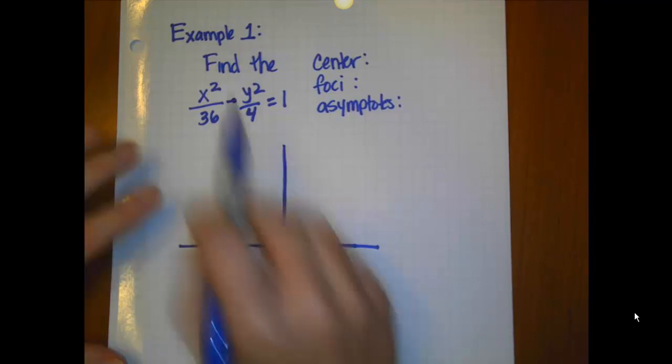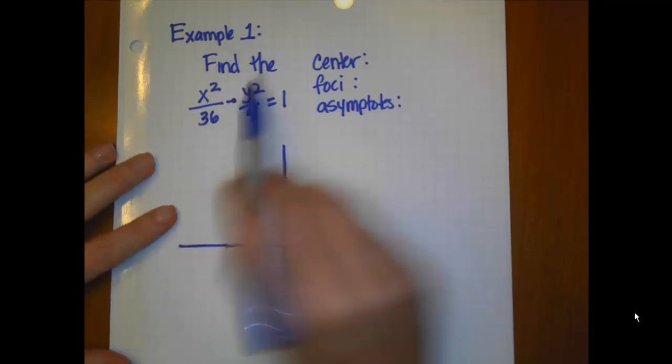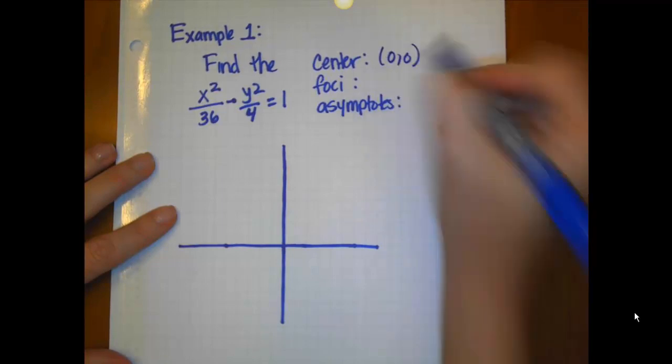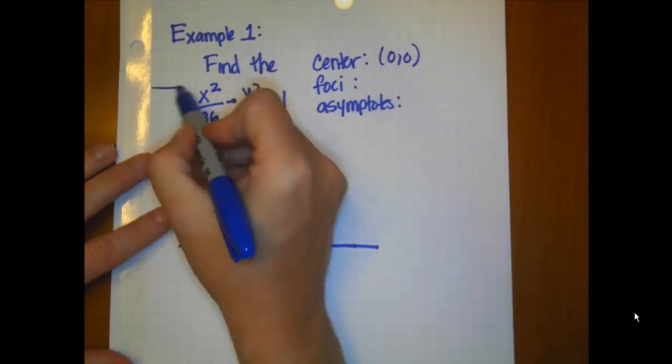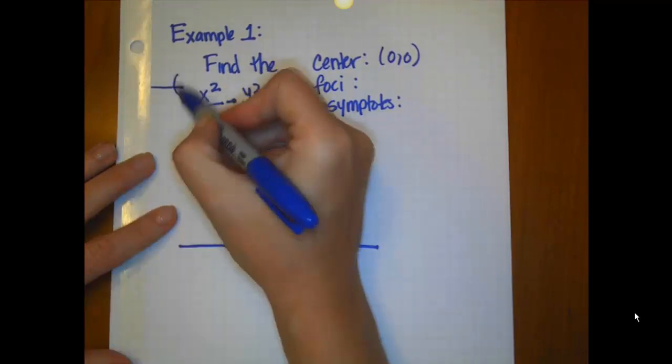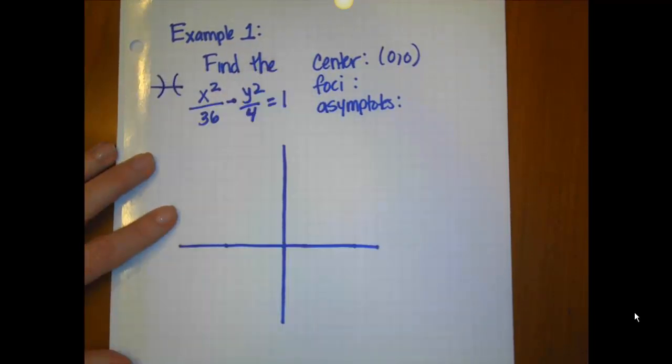Because we don't have any parentheses, we just have x squared and y squared, I have a center that's (0, 0). I also know, because the x comes first, that I have a transverse axis that is horizontal, so my hyperbola is going to be opening up left and right.